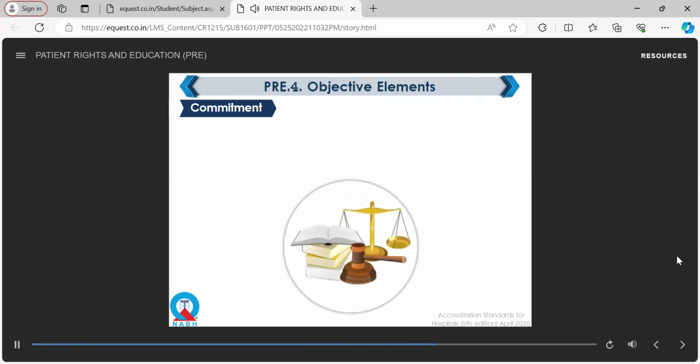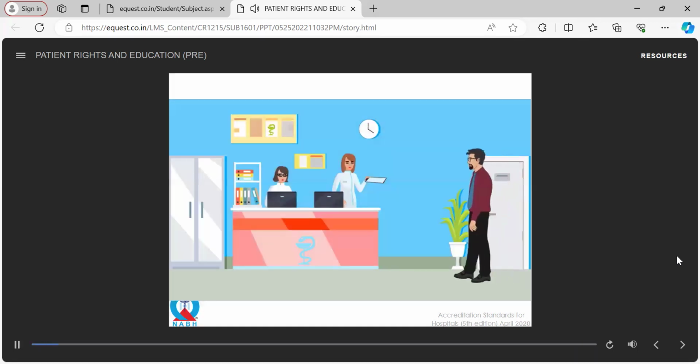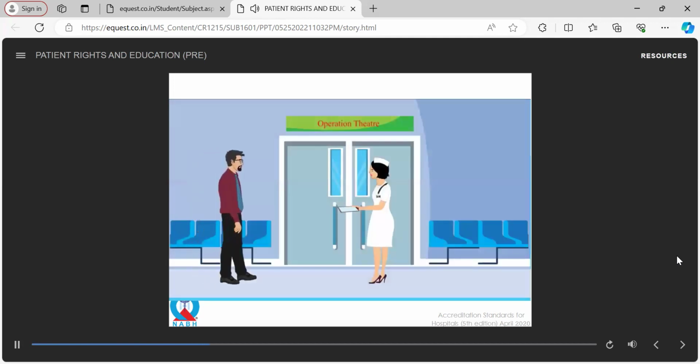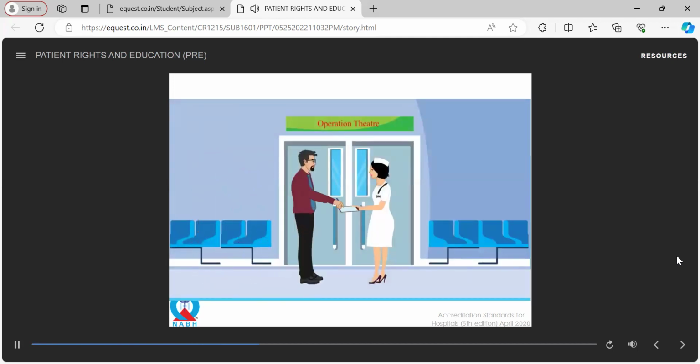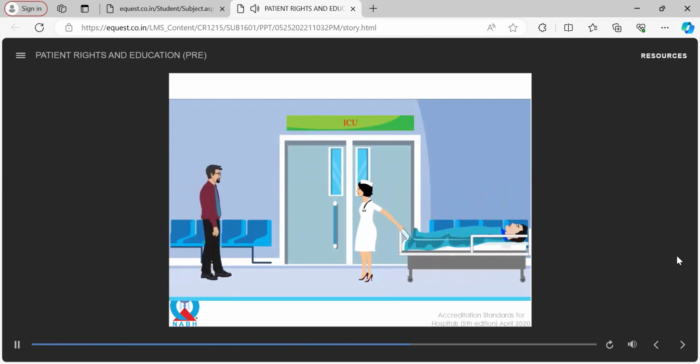Second objective element is a commitment of an organization that informed consent process adheres to statutory norms. Statutory norms include taking consent before the procedure either on the day or the previous day, at least one independent witness signing the consent form, taking consent every time, especially for procedures which the patient has to undergo lifelong, taking a fresh consent for the new procedure in case the procedure has to be changed midway.